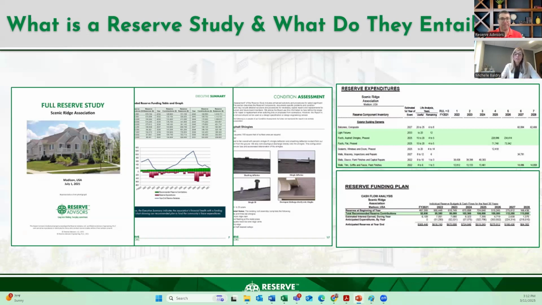Essentially, it's a physical evaluation to assess the community. It's going to cover a 30-year period. It provides a roadmap of expenditures. So, what are the needs of the community? And then, what is the supporting funding plan? How are we going to pay for it? Now, reserve studies will look different. They need to satisfy those two things. What are our anticipated costs? How are we going to pay for it?